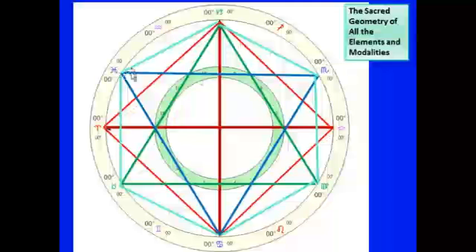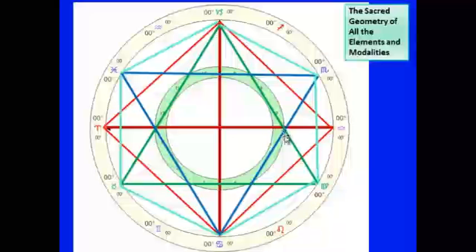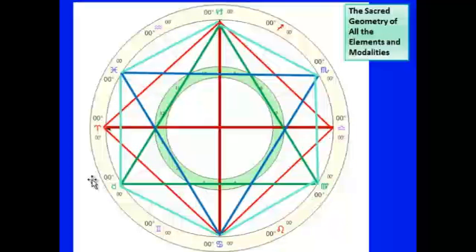And then we've got a grand trine in water and a grand trine in earth. These are the 120 degrees, so it creates a triangle. And that's the Star of David.